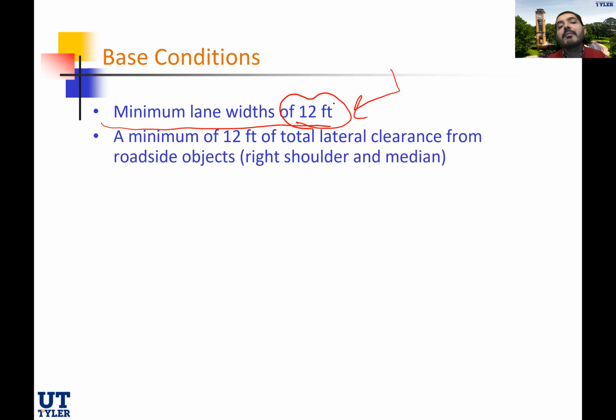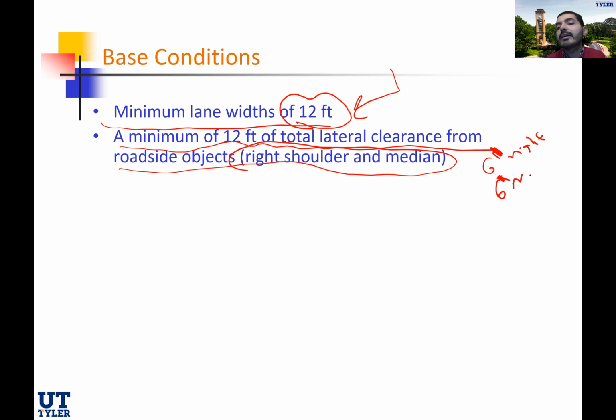Second, and this is a difference between a multi-lane highway and a freeway, we have to have a minimum of 12 feet of total lateral clearance from both sides, right shoulder and median. Minimum, you have to have 6 feet from the right and 6 feet of median. And for the first time we're talking about the median. Last time for freeways we only said I need a minimum of 6 feet from the right side, because the median is known to be a wide median.